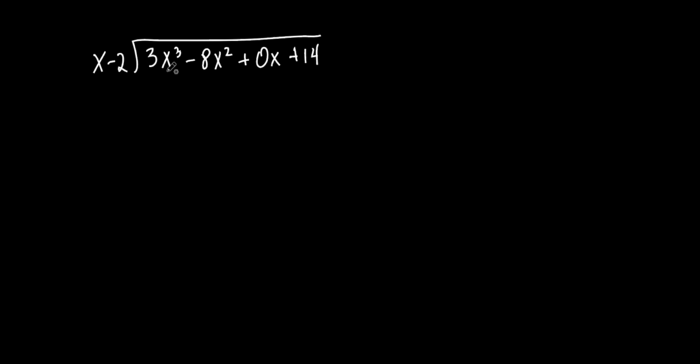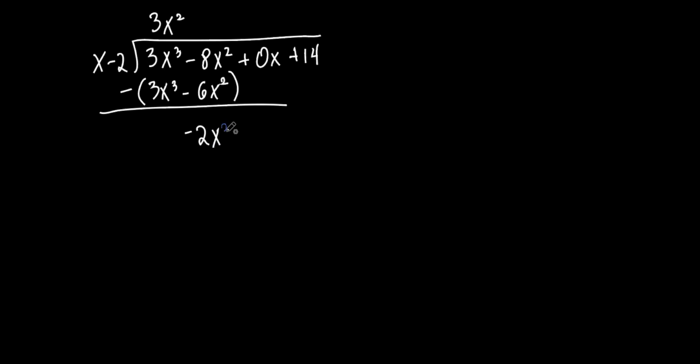I'm not going to write all that stuff down. 3x cubed over x, what is that? That's 3x squared. Minus, and then let's multiply and we'll put it here. So 3x squared times x is 3x cubed, minus 3x squared times 2, which is minus 6x squared. Okay? And then we drop everything down. That's a 0. This is negative 8 plus 6. What's negative 8 plus 6? Negative 2x squared. Hunter, this is going to answer your question.